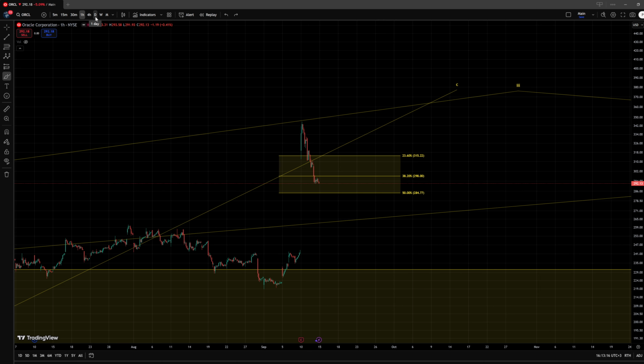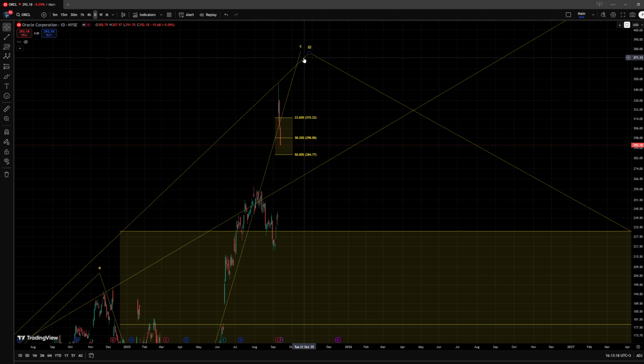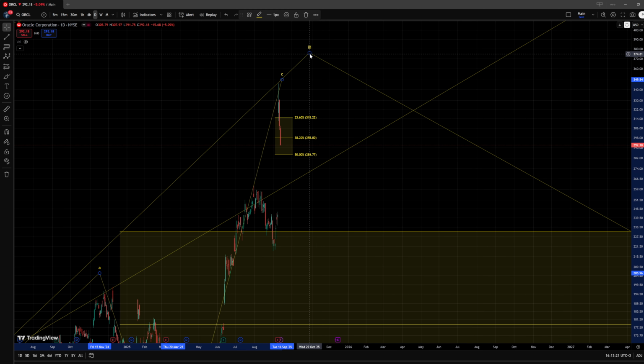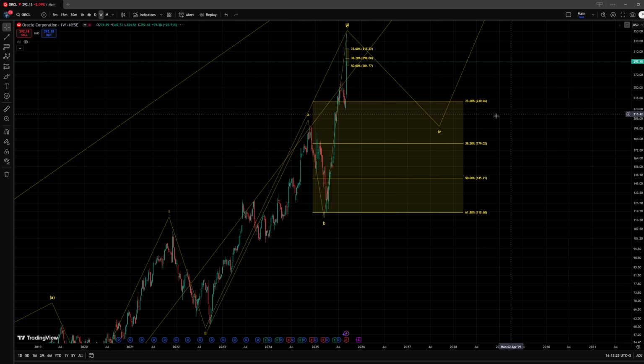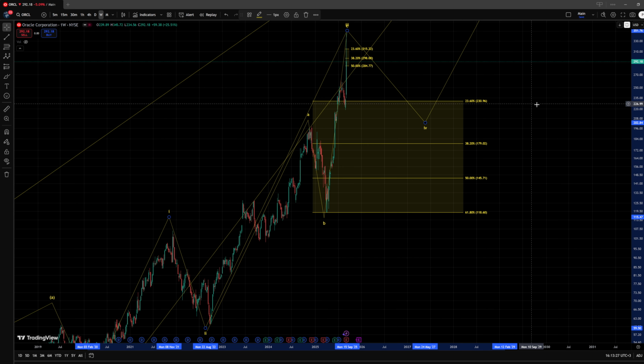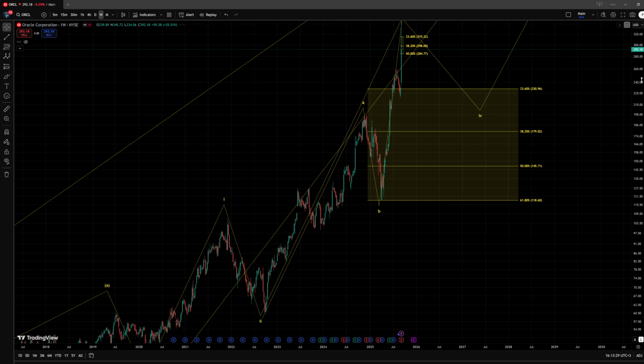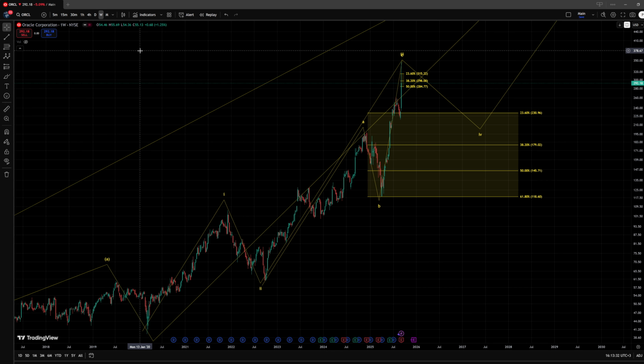If that fails, I would pretty swiftly discard that scenario, consider the C wave complete, the third wave complete, and I would focus completely on the support zone here for the wave 4 that I mentioned earlier. And for now, these are the levels, this is the trade setup.